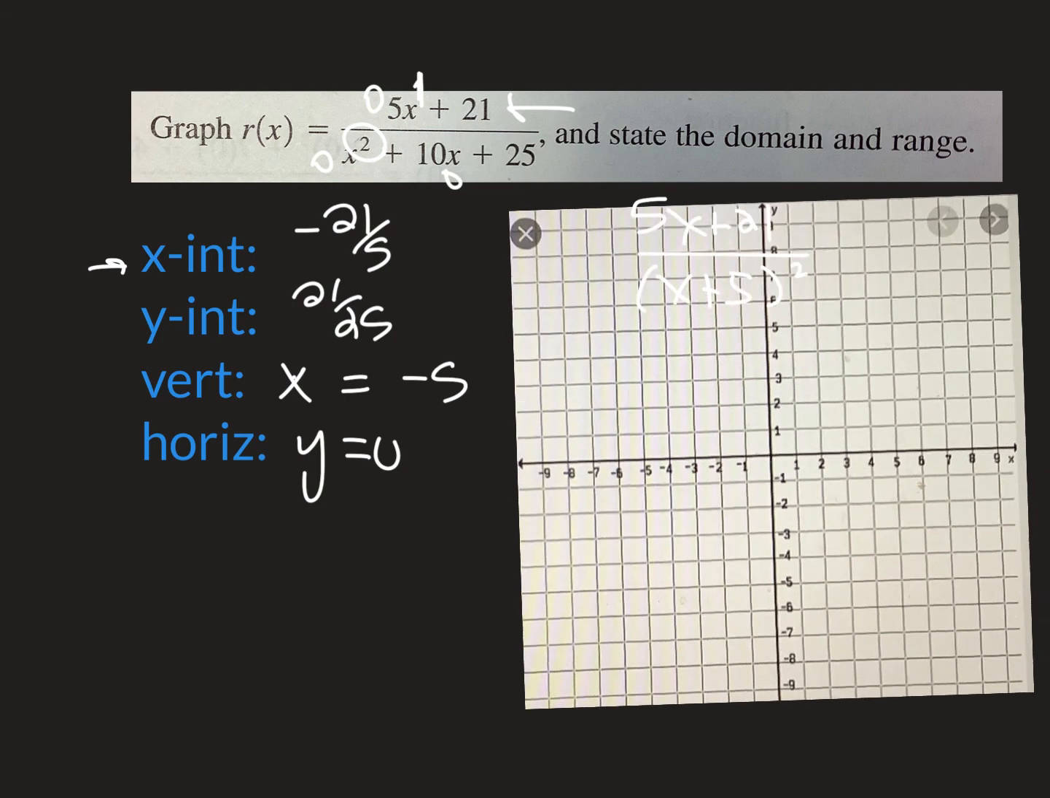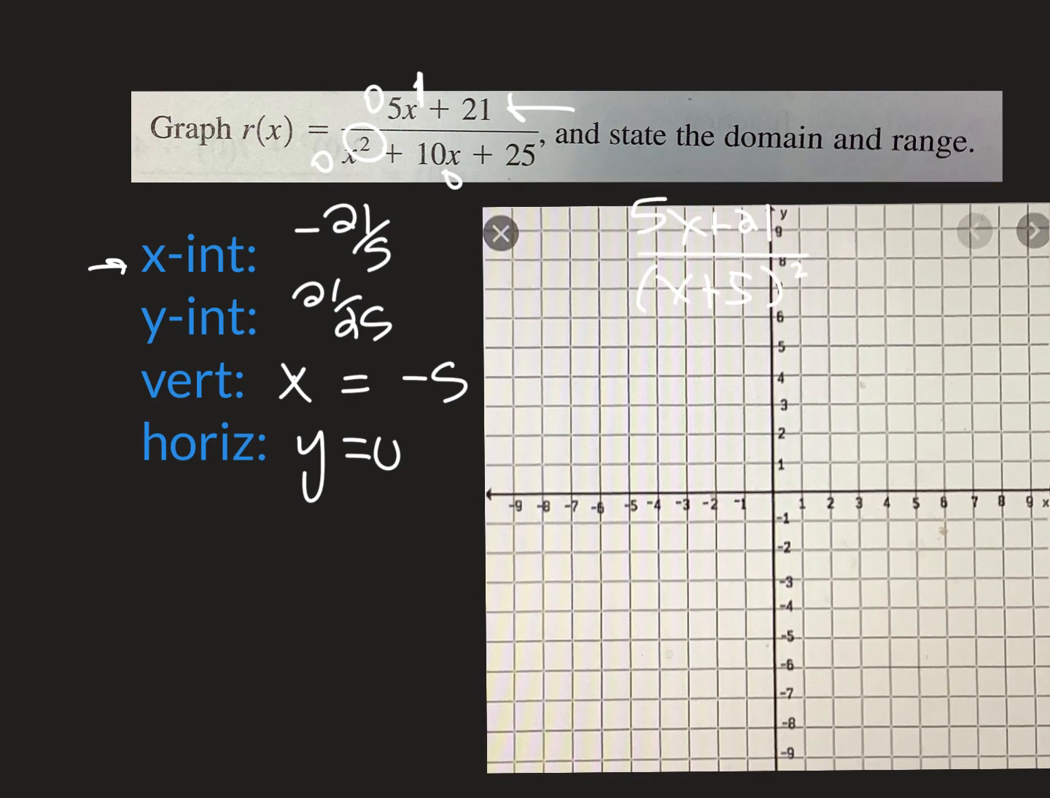I'm going to try to blow this graph up right here as best I can. And let's plot the stuff that we have. I know the x-intercept is -21/5, so that's negative 4 1/5. It's way out here. That's not very accurate. The y-intercept is 21/25, which is almost positive 1.